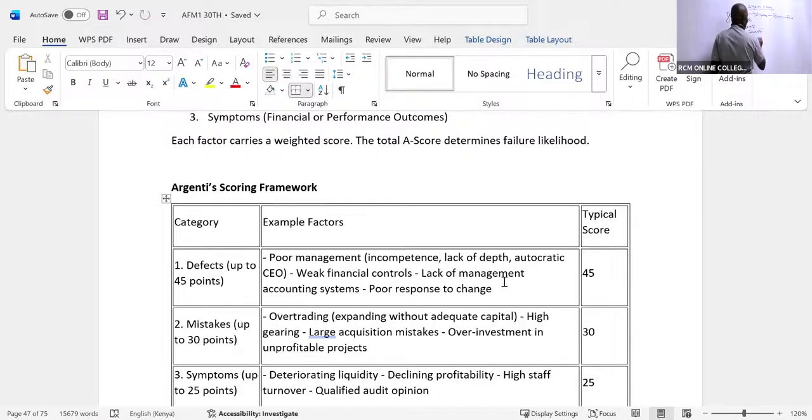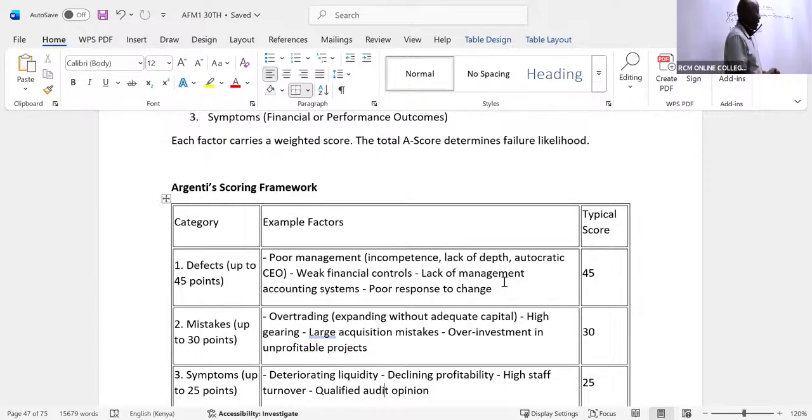Are you able to see the maximum is 45? You give it 45. So how do you look at your company? Look at your CEO. Does he have depth of managing your company? Is he really good in what he does? Is he a dictator? If he's a dictator, he's too defective, right? So you write 45. Mistakes up to 30 points.